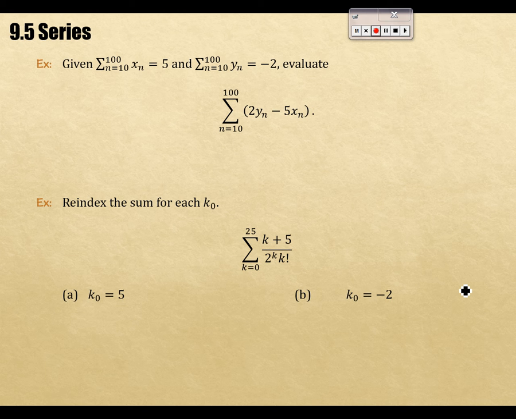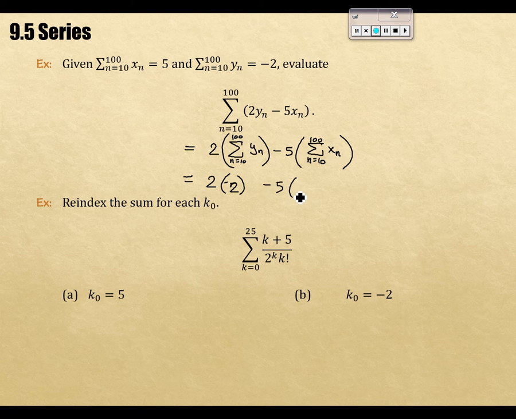Yeah, so there's not much work to do here, right? Though I would insist that we think through the properties we're using here. This is equivalent to 2 times this series minus 5 times this series. And you just plug them in. What is this? This is negative 2. And this is 5. So whatever that equals.